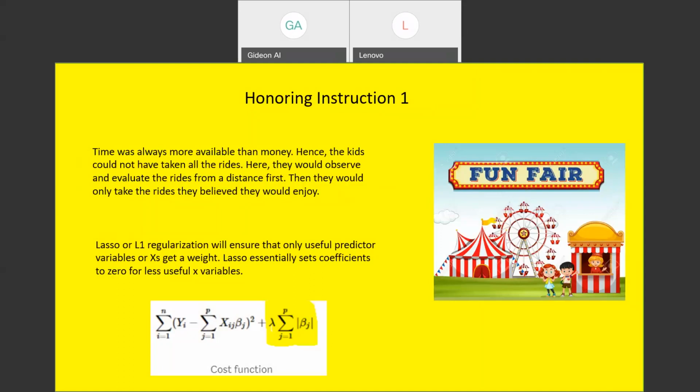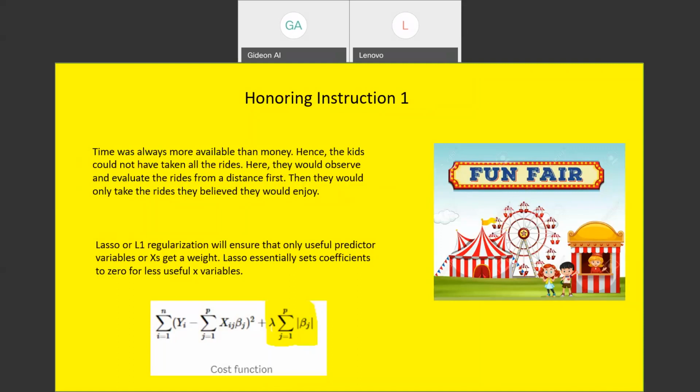Right? Now let us see the second type of instruction. Let's assume there were 10 rides. Here the second instruction is what? Here time is a constraint. Money is not a constraint. You return home within an hour. You only have 60 minutes. Now time is more important. Time is of the essence.